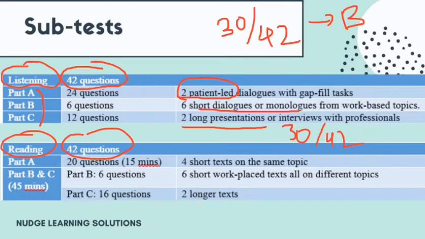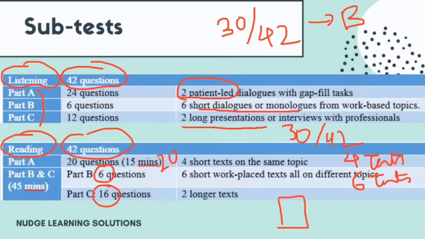In reading, there are 3 parts, as in the case of listening. Part A has 20 questions, part B 6 questions, part C 16 questions. In part A, 4 texts will be provided, and based on that you need to answer. In part B, 6 texts will be given. And in part C, 2 texts will be given, each of a length of 2 pages, and you need to answer. At least you should get 30 correct out of the 42 questions.